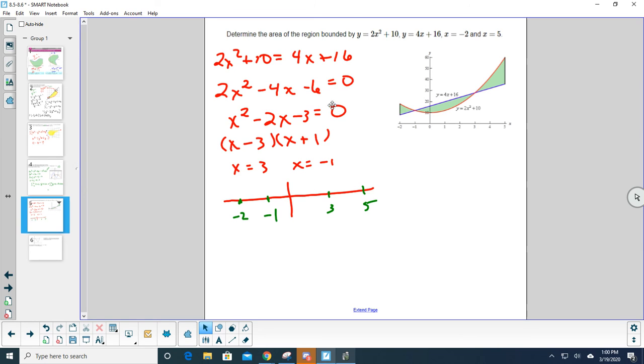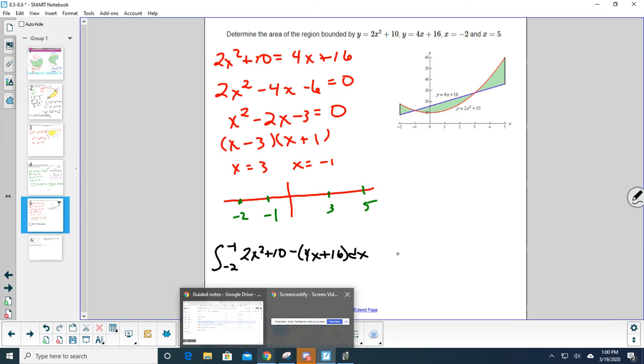So the moral of this story is don't trust calculus people. Because if you went from -2 to 5, you would have gotten it wrong. What you're going to have to do is break it up into 3 pieces. From -2 to -1, the red one, which is the parabola, is on top. We're subtracting the linear one from it. And I would get that and get an answer.